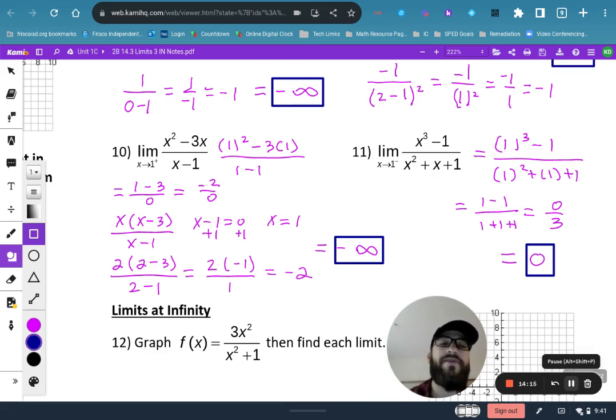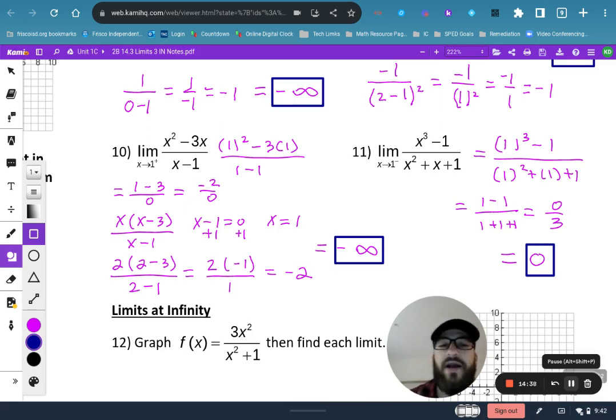All right, number 11. So number 11 was a little bit of a trick question. I might apologize if I kind of stumped you. But when we plug in 1 right away, we actually get 0 over 3, which we've talked about before. 0 divided by a number is just equal to 0. Okay, a number divided by 0, that's no good. But 0 divided by a number, that's totally fine. So this one, our answer is actually 0.